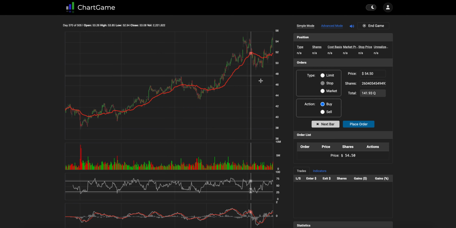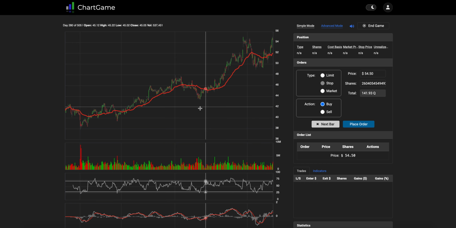And if we just measure this range here with this little thing, talking 55 at the high, 49.25, so 6 and some change. So I'm looking for a price target of in between 60 and 65-ish.